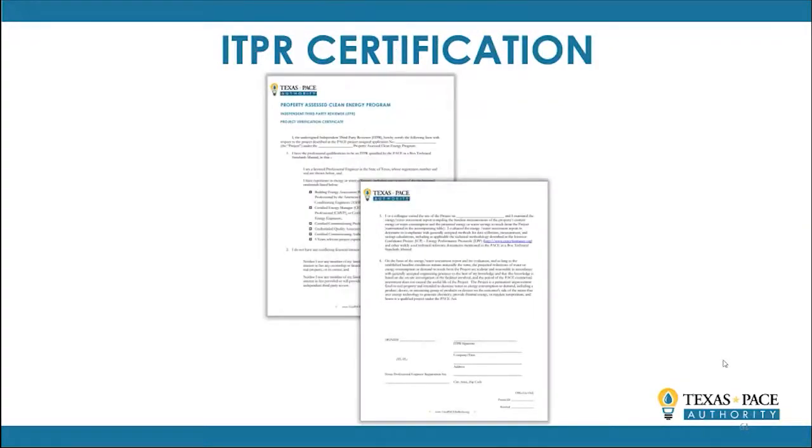And then the ITPR certification. This is a document that the independent third-party reviewer, who is a licensed engineer, signs and stamps, stating that they have reviewed the engineering documentation and that it appears to be correct, and that as modeled, the savings should be realized. There's also another form at the completion of the project that the ITPR completes after they do a site visit, where they state that the items that were specified as part of the PACE process were installed and that they are working as intended.